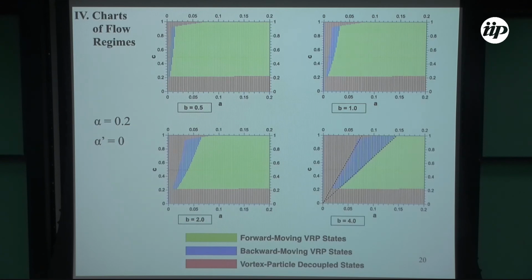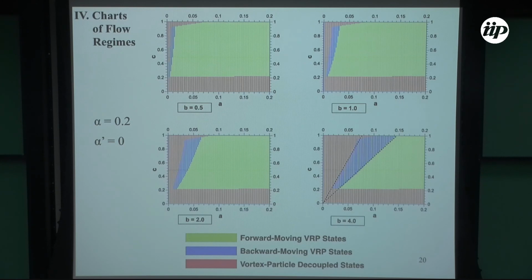Okay, and then green regions here mean that you have forward-moving VRP states. They move along with the normal flow. The blue ones mean that you have backwards. So it's interesting that you can have, inserted in these charts, the particle moving opposite to the normal flow. And the red regions are just the regions where you don't have any coupling.